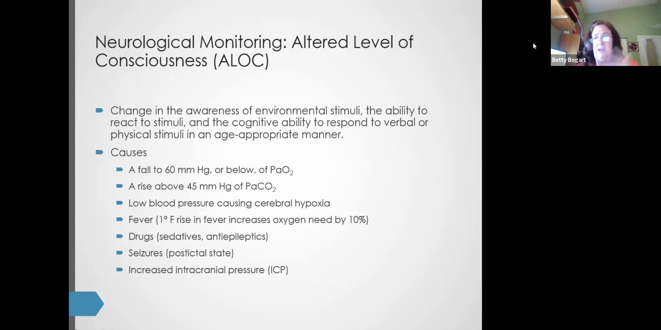Fever, of course, if it's elevated, you get delirious sometimes with a high fever. Of course, any drugs, sedatives, even the anti-epileptics. I mean, anti-epileptics basically numb the brain so it can't have a seizure, and it does dull the senses. So that can be, of course, seizures after them, that post-ictal state where they're drowsy and they're not aware really well. And then, of course, increased intracranial pressure, maybe from a fall. I mean, one of the things we monitor closely with head injuries is the level of consciousness. If it's decreasing, we know pressure's building in the brain.